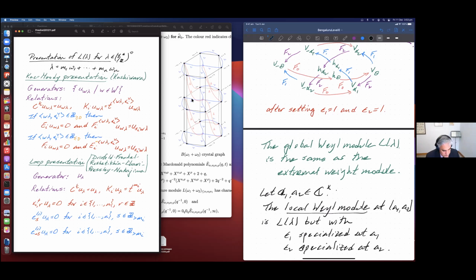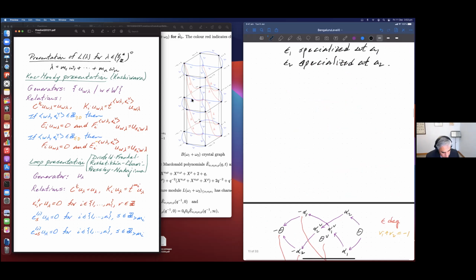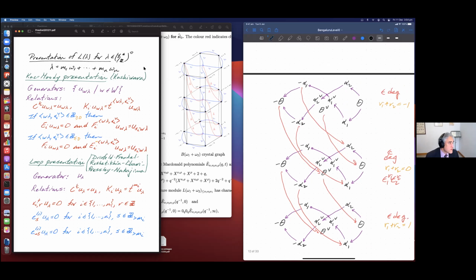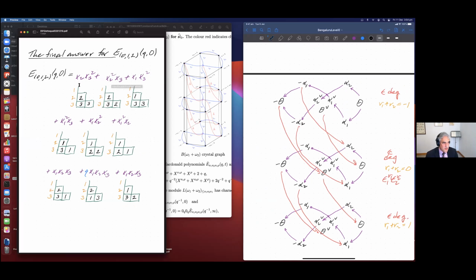Okay, let's see. In my picture here, I want to show you where the Macdonald polynomial comes from. This was our Macdonald polynomial that we computed yesterday, and you can see it has 9 terms: 1, 2, 3, 4, 5, 6, 7, 8, 9. And one of them has a Q.